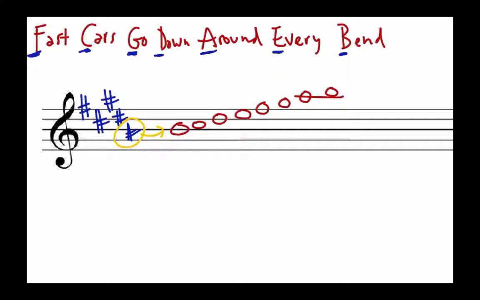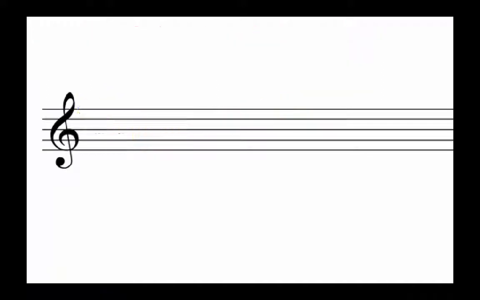And then we also explained flats. With flats, you go to the second to last flat. So I'm going to put B flat, E flat, A flat, D flat, G flat, C flat, and F flat. There's the flats in order. And if I say the saying in reverse order, fast cars go down around every bend, I have the flats in reverse order. So just memorize that saying, use it forward for sharps, use it in reverse for flats.